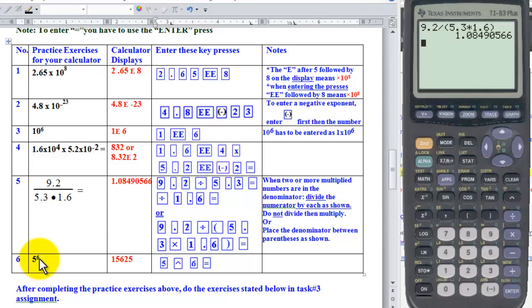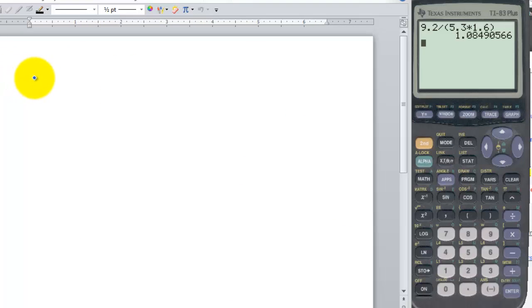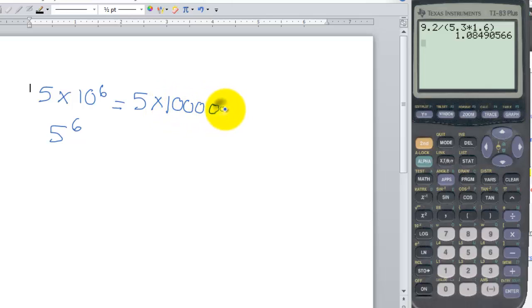Now 5 to the power 6 is different from 5 times 10 to the power 6. Okay, let me remind you here the difference between 5 times 10 to the power 6 and 5 to the power 6. 5 times 10 to the power 6 means what? Means 5 multiplied by 10 to the power 6, which is 1, and beside it 6 zeros. So basically you're multiplying 5 by what? By 1 million. Okay, so the answer to 5 times 10 to the power 6 is basically 5 million.